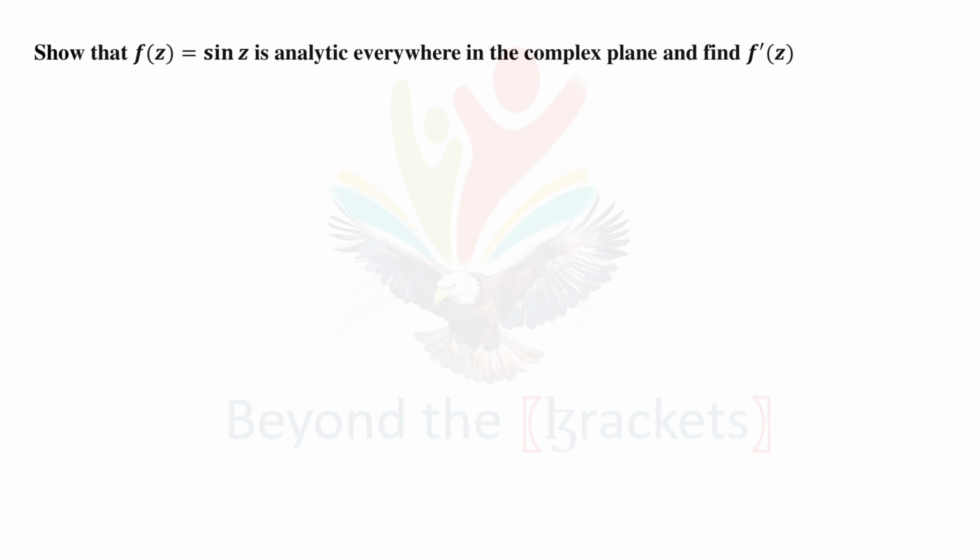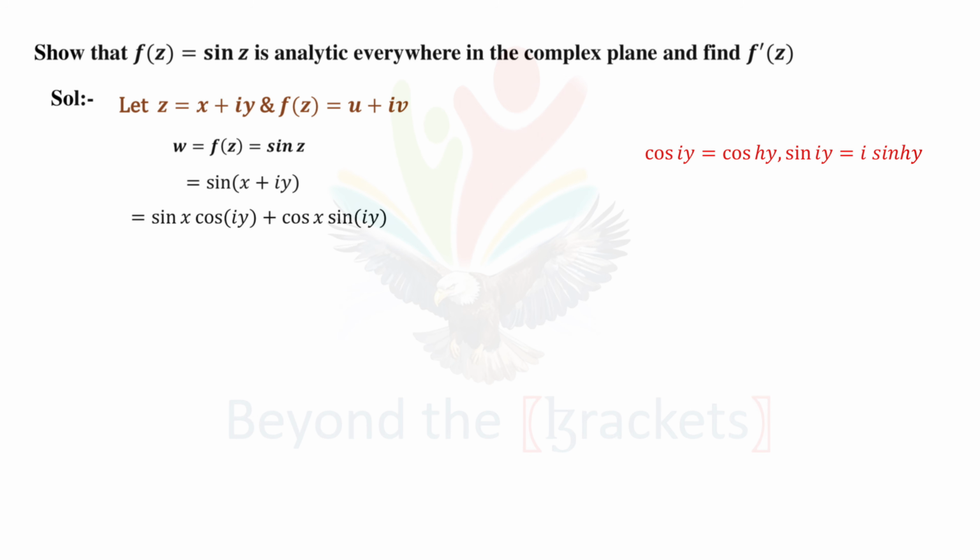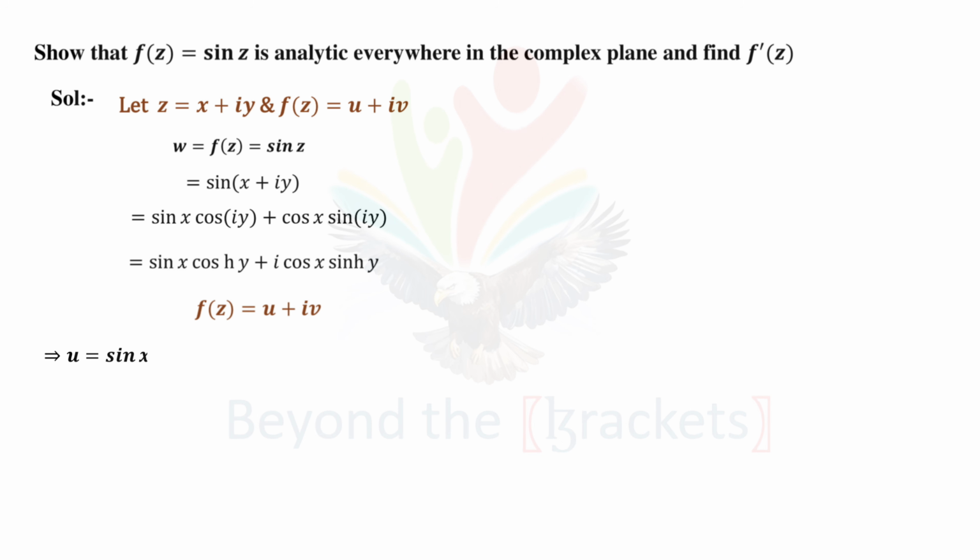Moving on to the next question, it's given: show that f of z is equal to sin z is analytic everywhere in the complex plane and find f dash of z. Here z is taken as x plus iy. Since f of z is given as sin z, substituting this value of z, we get sin of x plus iy. Since sin of a plus b is sin a cos b plus cos a sin b, this simplifies to sin x cos iy plus cos x sin iy. Since cos iy is cos hy and sin iy is i sin hy, we get sin x cos hy plus i into cos x sin hy. Separating the real and imaginary parts, we get real part u is equal to sin x cos hy and imaginary part v is equal to cos x sin hy.